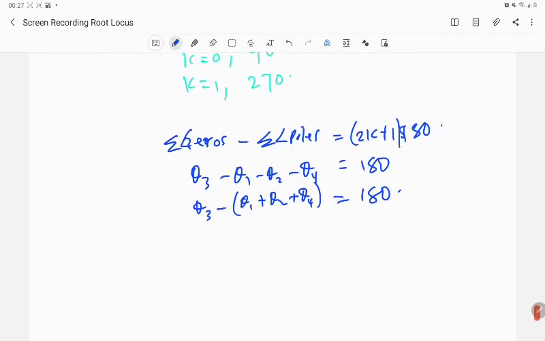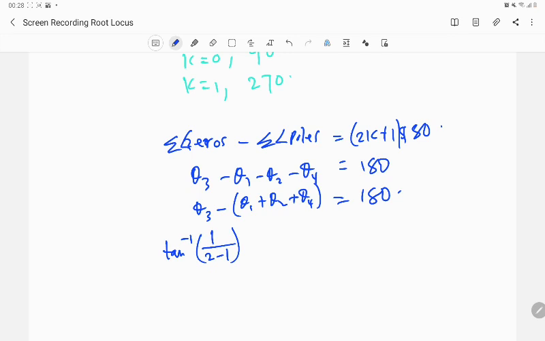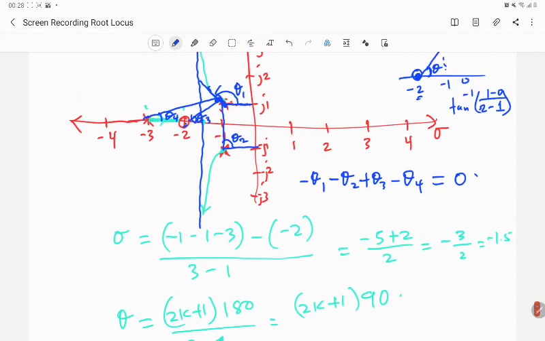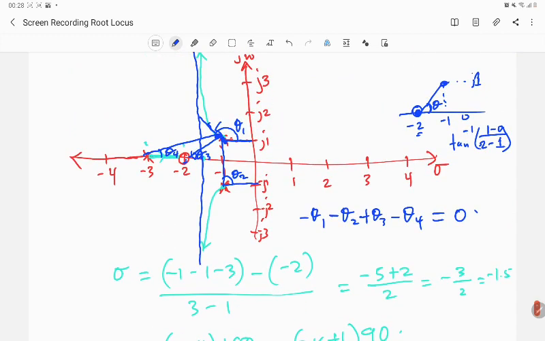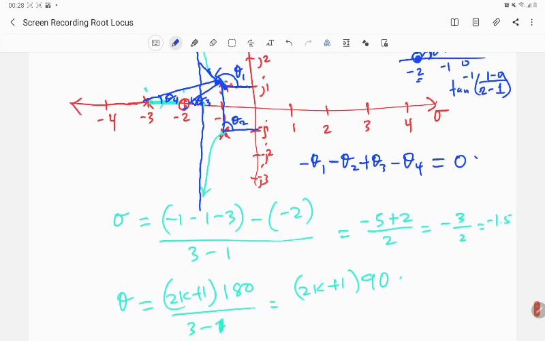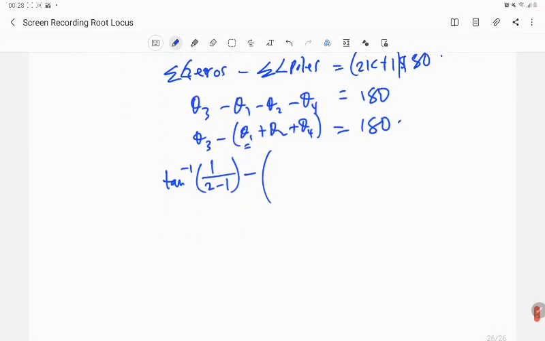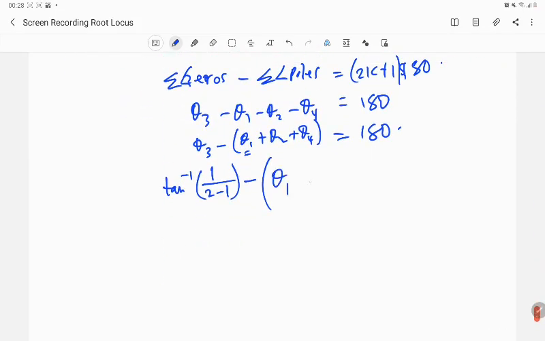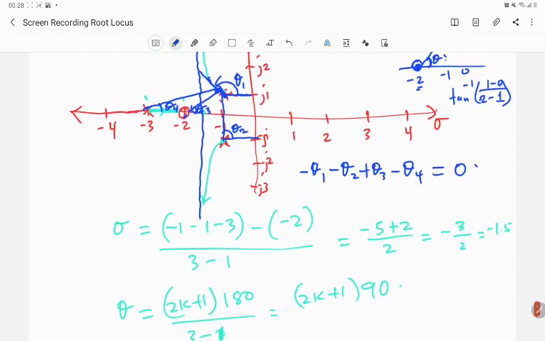So that immediately tells us that theta 3 will be tan inverse of 1 minus 0 all over 2 minus 1. Okay, so we are going to find theta 1. You come up here, what will be the angle? Theta 1 is then going to simply be what we are looking for, so we don't know, and then plus theta 2.